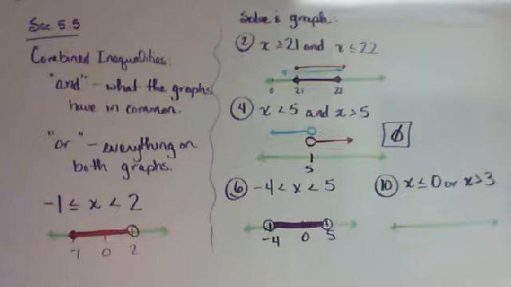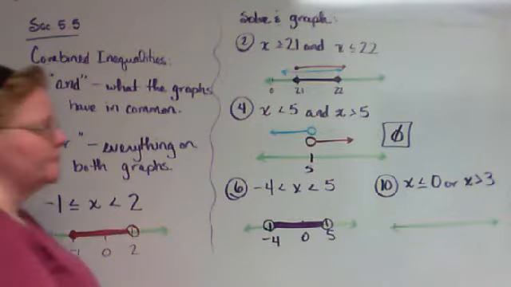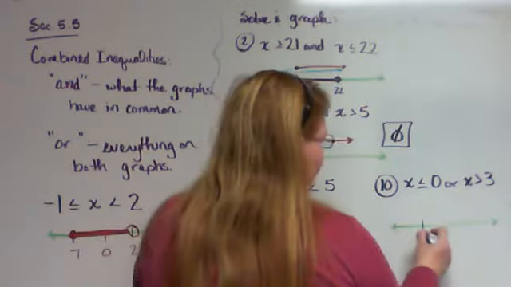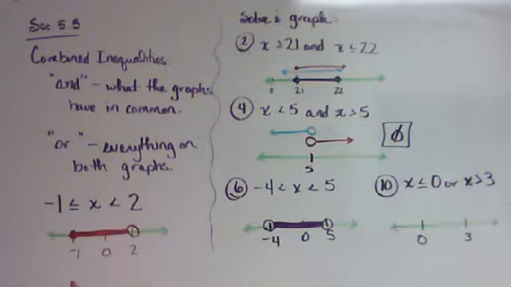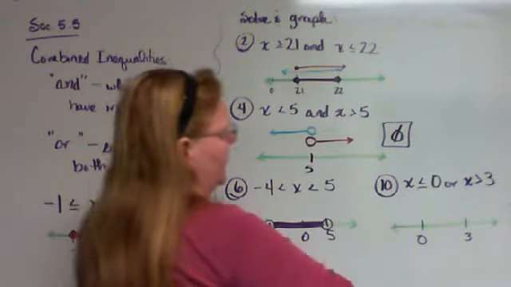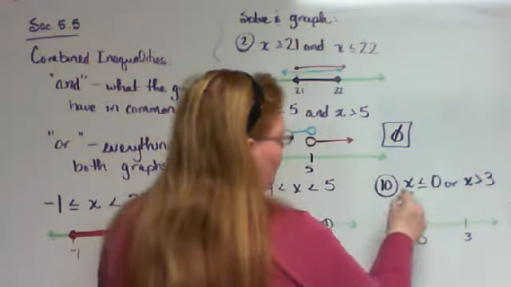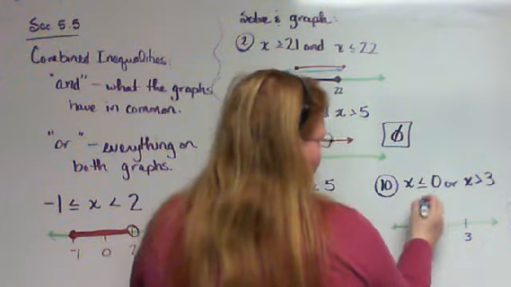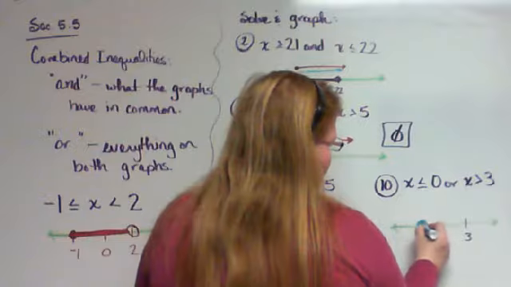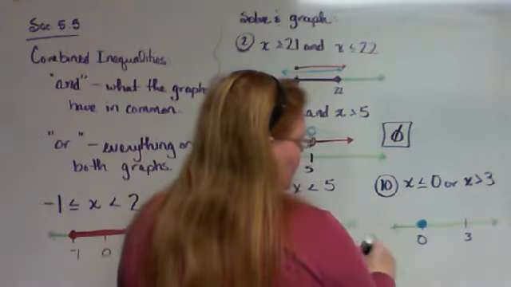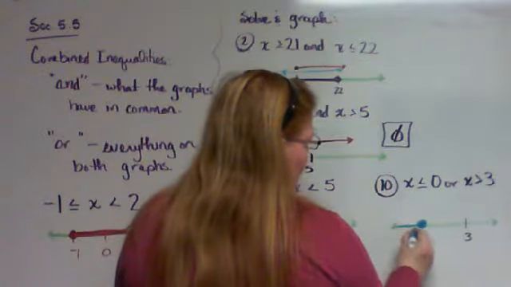But for number 10, we have an OR problem. Now our numbers are 0 and 3, so I can go ahead and put those up there. For the first one, X is less than or equal to 0. That's right here, and it gets a solid dot and shaded this way.